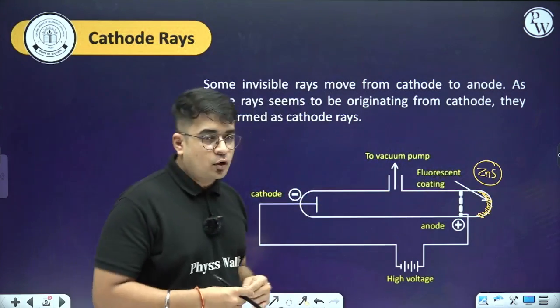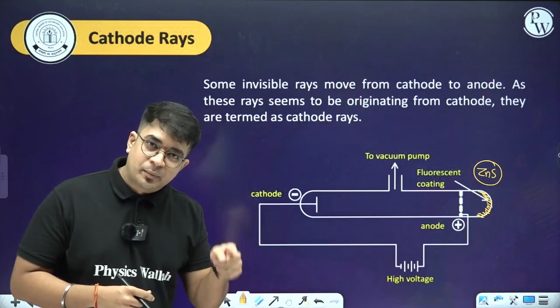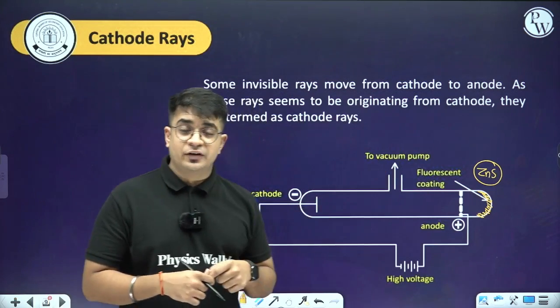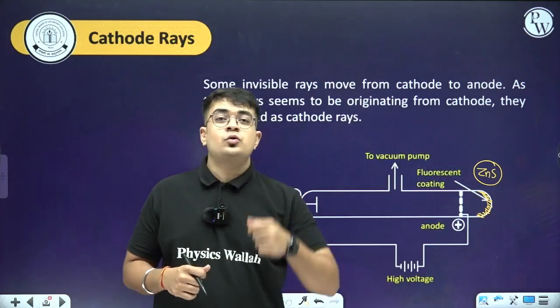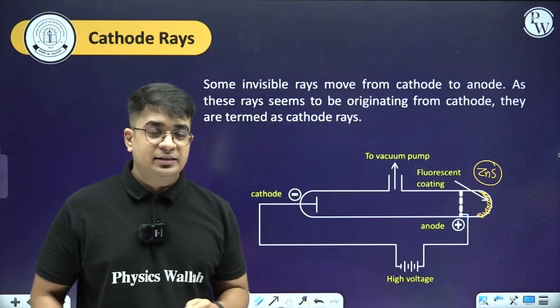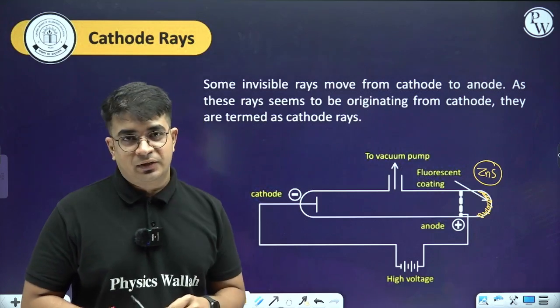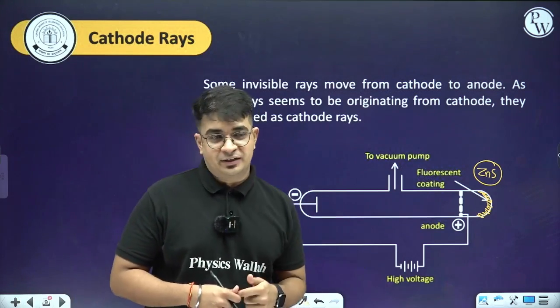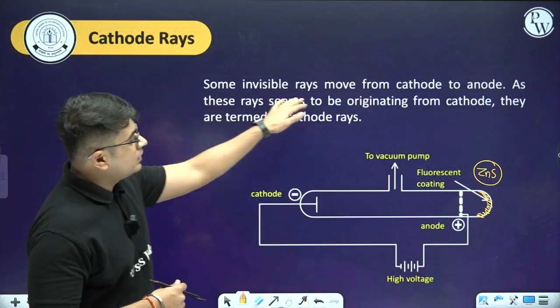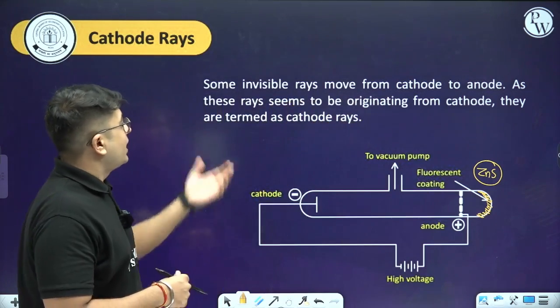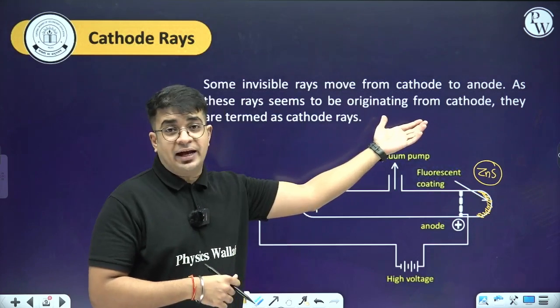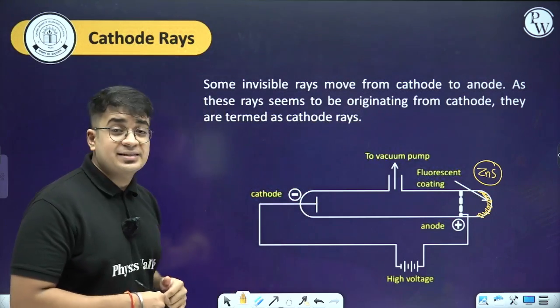Now it has a specific property. Whenever any charged particle hits the surface of ZnS, a spark is produced, and that spark is known as scintillation. This is the scintillation effect. So some invisible rays move from cathode to anode. As the rays seem to originate from the cathode, they were termed cathode rays.